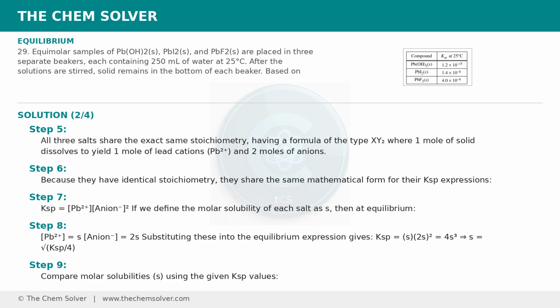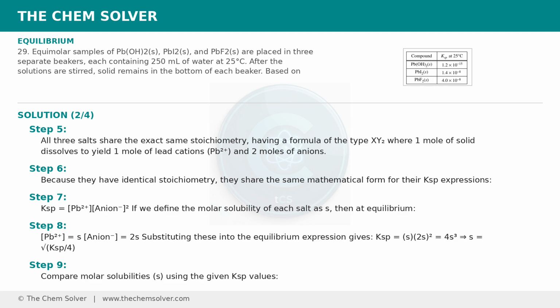Ksp equals [Pb^2+] times [anion^-] squared. If we define the molar solubility of each salt as S, then at equilibrium [Pb^2+] equals S and [anion^-] equals 2S. Substituting these into the equilibrium expression gives Ksp equals S times (2S)^2, which equals 4S^3. Therefore, S equals the cube root of Ksp over 4.